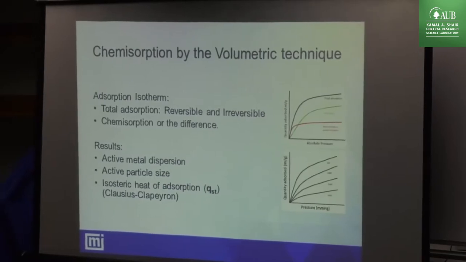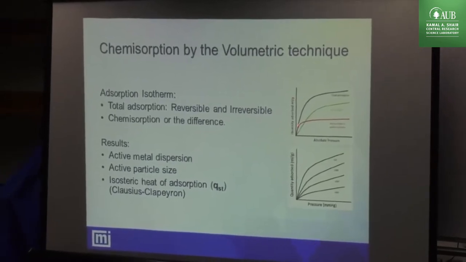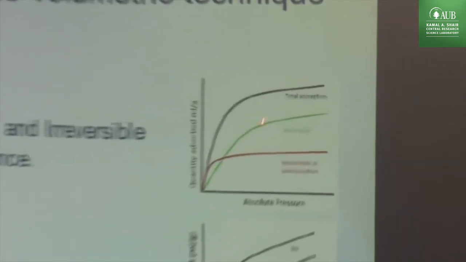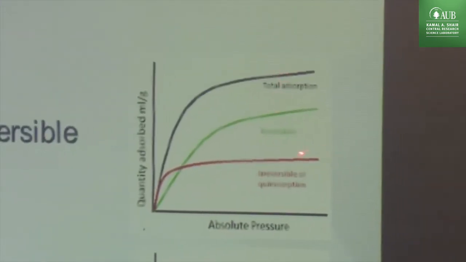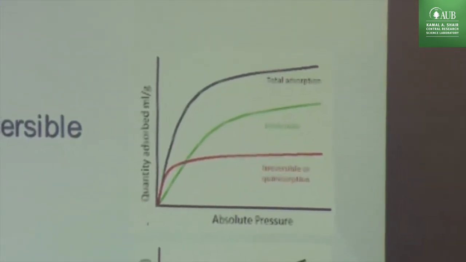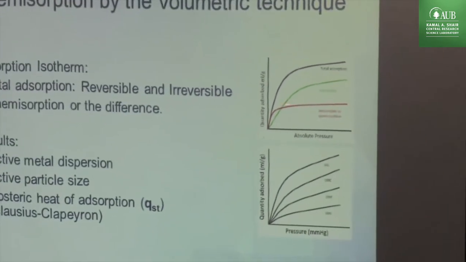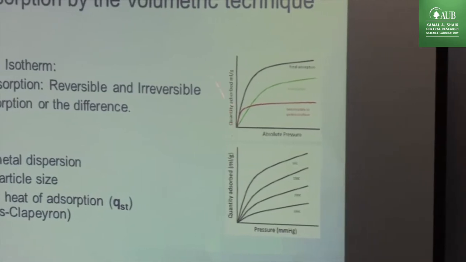So after we apply a vacuum to the system, I can repeat the analysis under the same conditions, the same pressure and the same temperature. So I get the second adsorption isotherm, this one, the green. This is reversible. This is the total of chemical adsorption and physical adsorption. And the difference between these two is the type 1 adsorption isotherm, and this is the chemisorption. So from the type 1 adsorption isotherm, we calculate the volume of gas adsorbed.